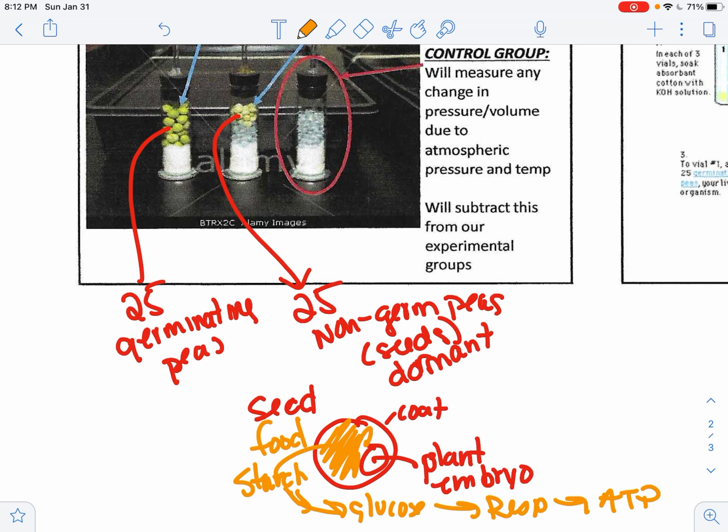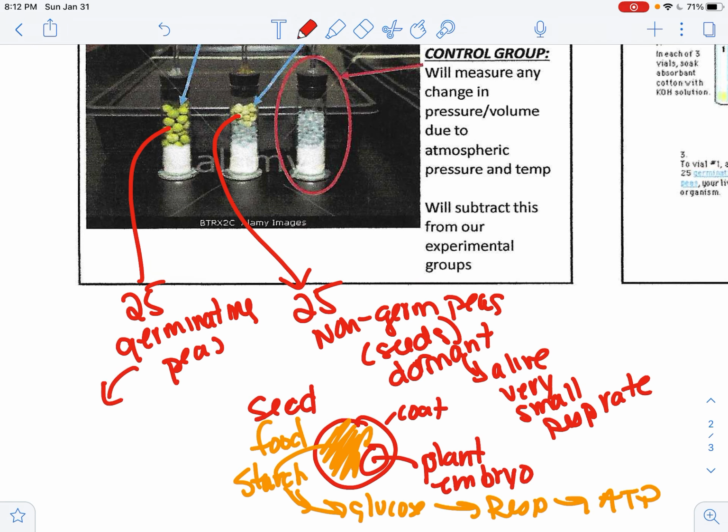But in a dormant seed, they're alive. Seeds are alive. They're dormant, but they're alive. And so they have a very small respiration rate, just enough to keep it alive. It's not really doing much. It doesn't need a lot of ATP. It's just maintaining itself alive.